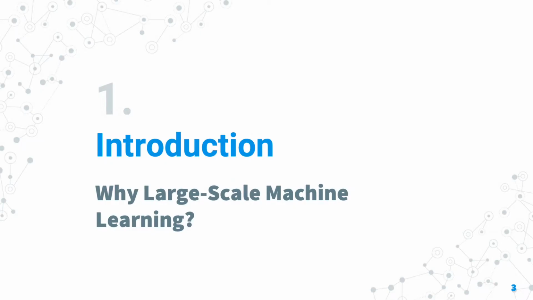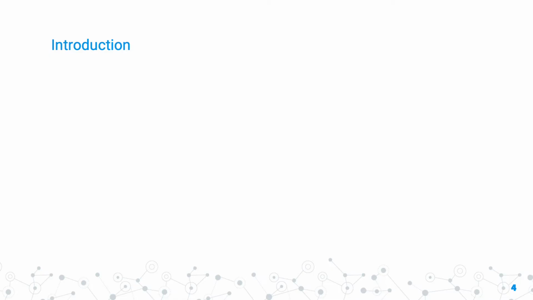To start off with the introduction, it's important to ask the question, why large-scale machine learning? Why do we need it? How did we get to it? In order to do that, we need to understand a few phenomena that happened in the last couple of decades. We're going to start off with the digitalization. So we've seen this phenomenon happening in the last couple of decades.